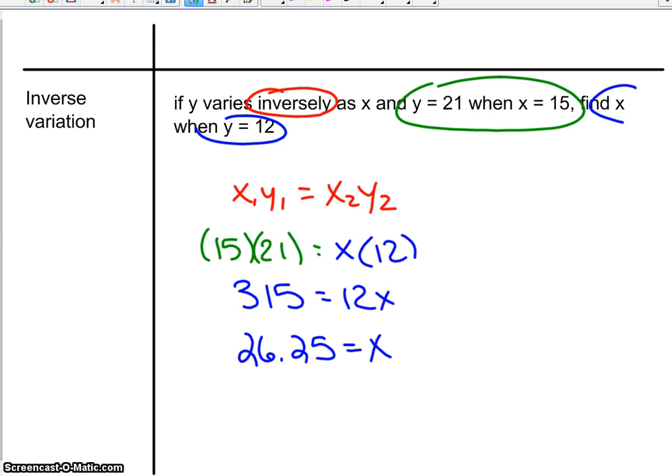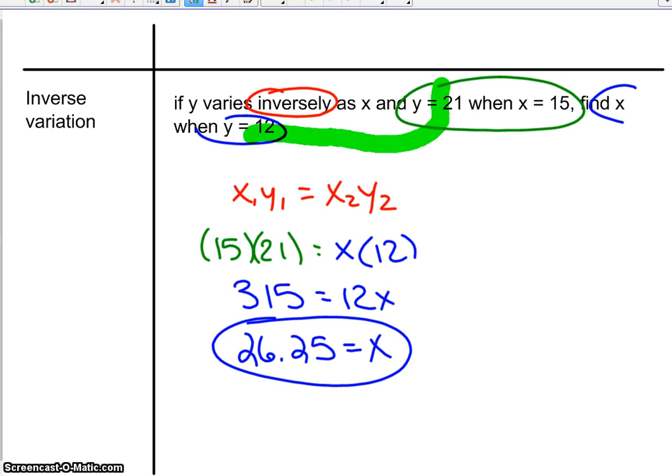And again, you could always check this, make sure that 26.25 times 12 gives me 315, which it does. And with my check, my y value went from 21 to 12, so it got smaller. So when I look at my x value, I expect it to do the opposite, or get bigger, which it did.